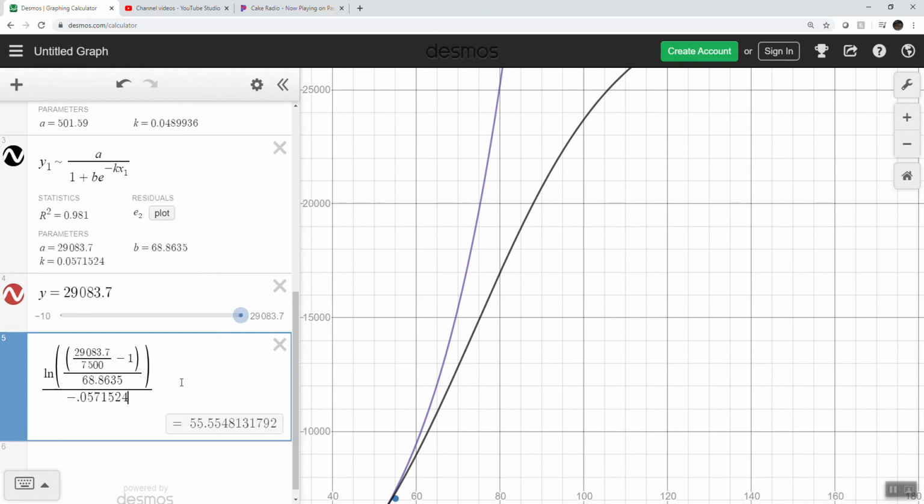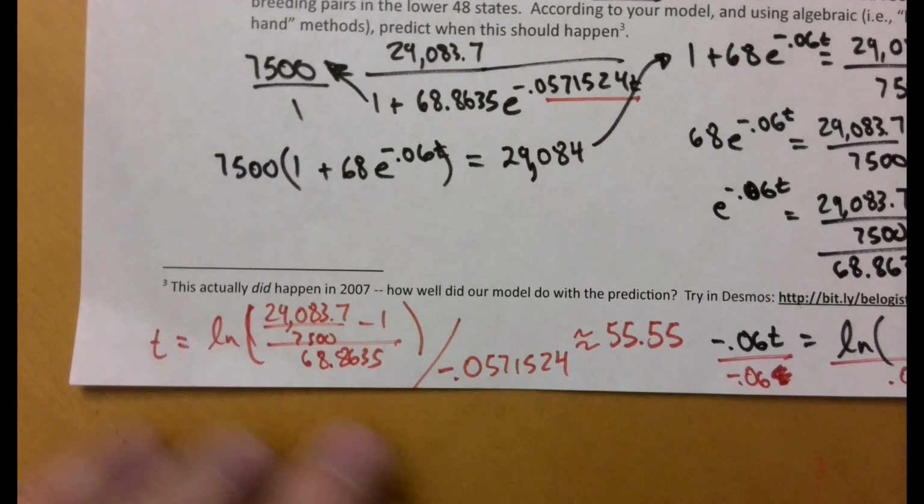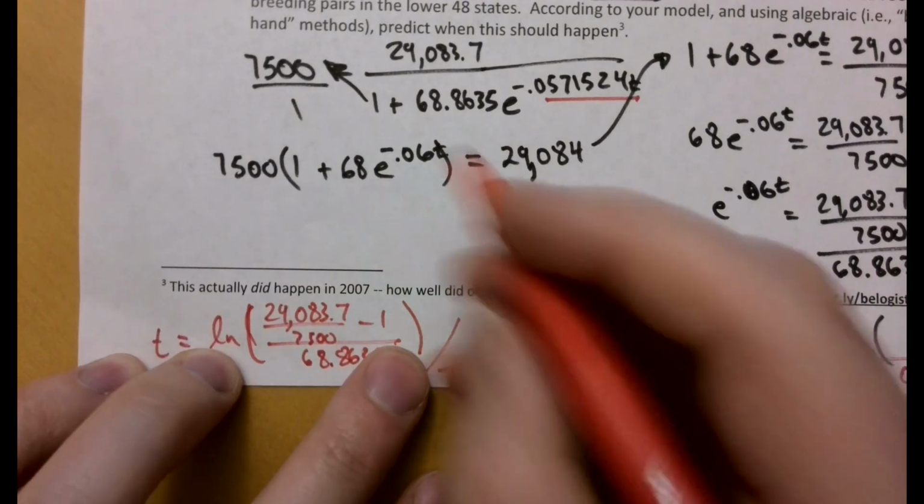It's approximately 55.55 years. So, when did that happen? We would add this number to 1962, and that will get us the year it happened, which turns out to be about 2006. So approximately 2006. Note, this actually did happen in 2007, so our model is pretty good.